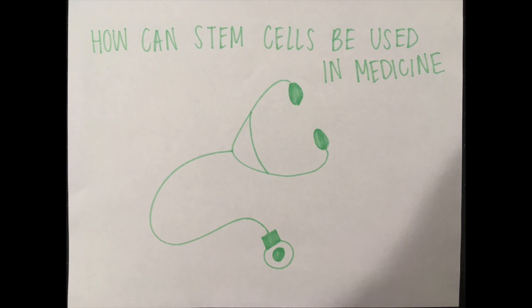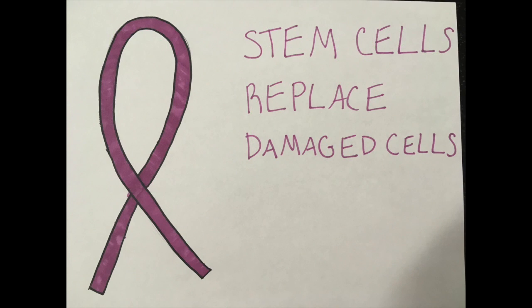So how exactly can stem cells be used in the medical field? Well, in this video, we will discuss how stem cells can be applied to cancer, umbilical cord blood, and bone marrow. Let's start with cancer. Cancer is one of the most detrimental diseases to have, from the emotional toll on the patient and their loved ones to the painful treatments.